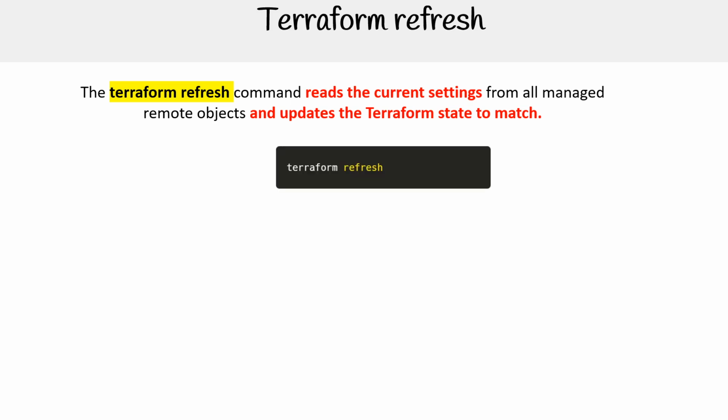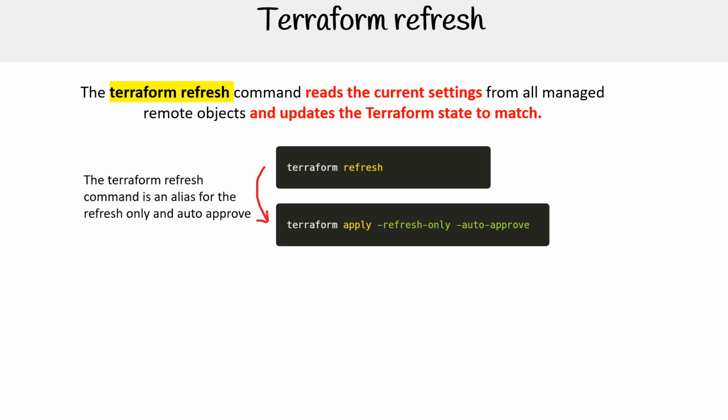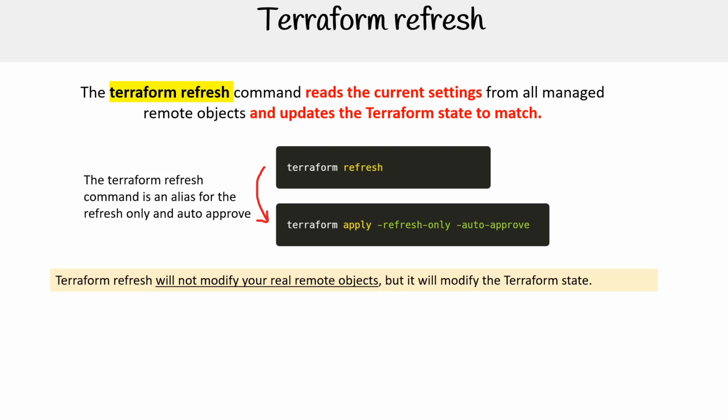So here we have the Terraform refresh, and I just want to point out that the Terraform refresh is basically the alias for terraform apply -refresh-only -auto-approve. So you technically have this functionality in the latest version. It's just that you can't use the old alias terraform refresh. Terraform refresh will not modify your real remote objects, but will modify the Terraform state.